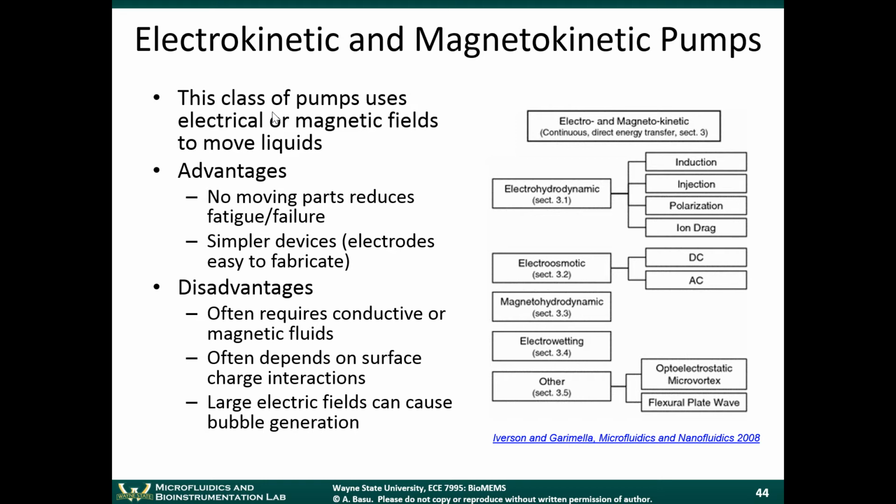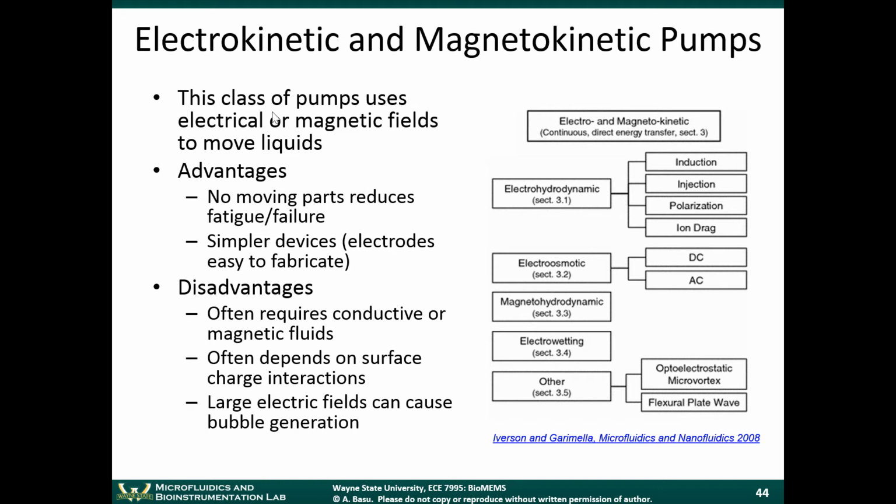So some of the disadvantages are that they often require conductive or magnetic fluids. They depend on surface charge interactions, so the channel material actually has to be made with the correct material. Often glass, for example, is used for electro-osmotic flows. And then sometimes if you use a large electric field, this can cause issues with bubble generation.